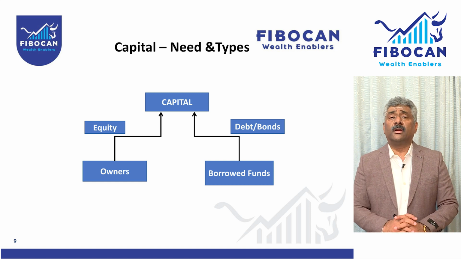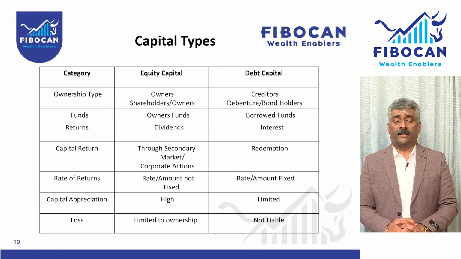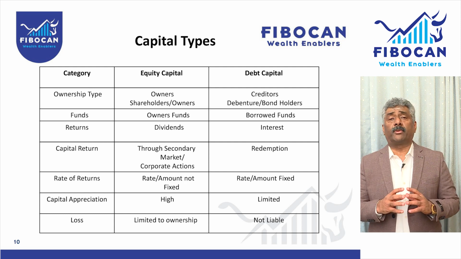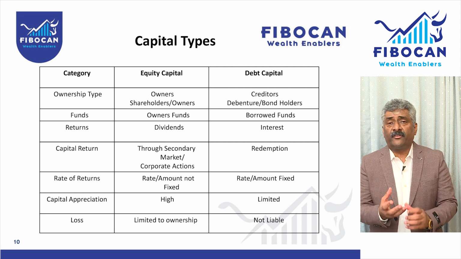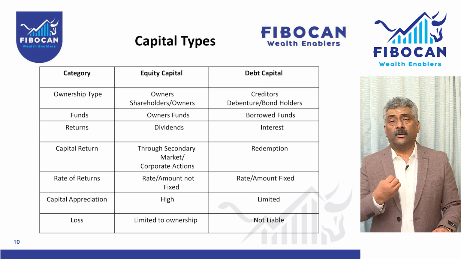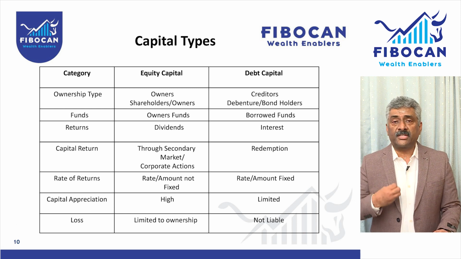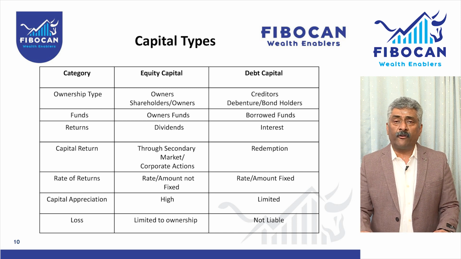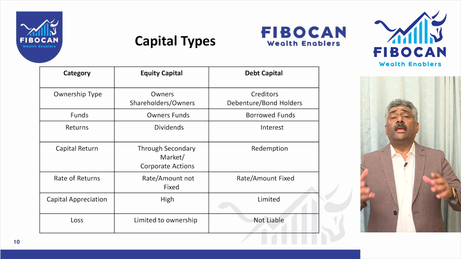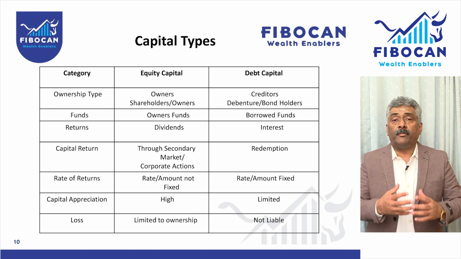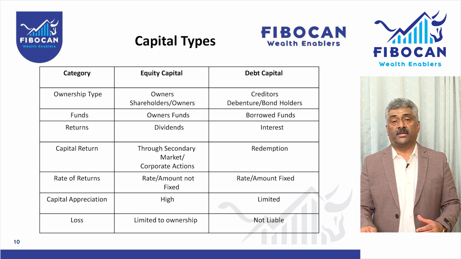Let us go into the next slide, capital types. Category: equity capital and debt capital. Ownership type. In the case of equity shares, a shareholder puts some money, takes minimum shares, and becomes a shareholder of the company. By virtue of becoming a shareholder, he has the right to be part of the management, and he has the right to run the business.